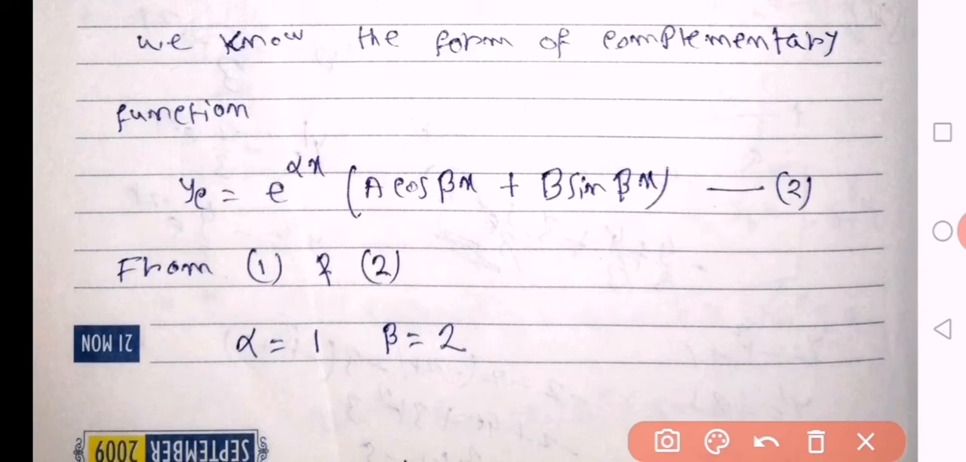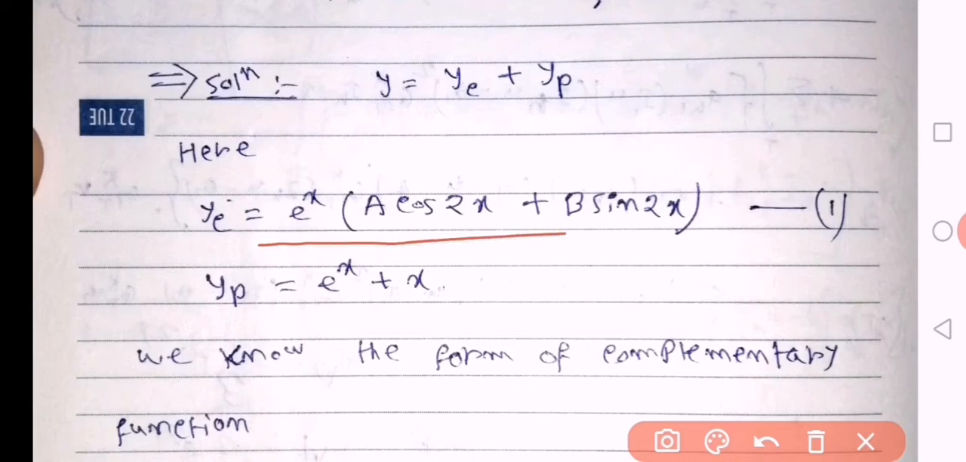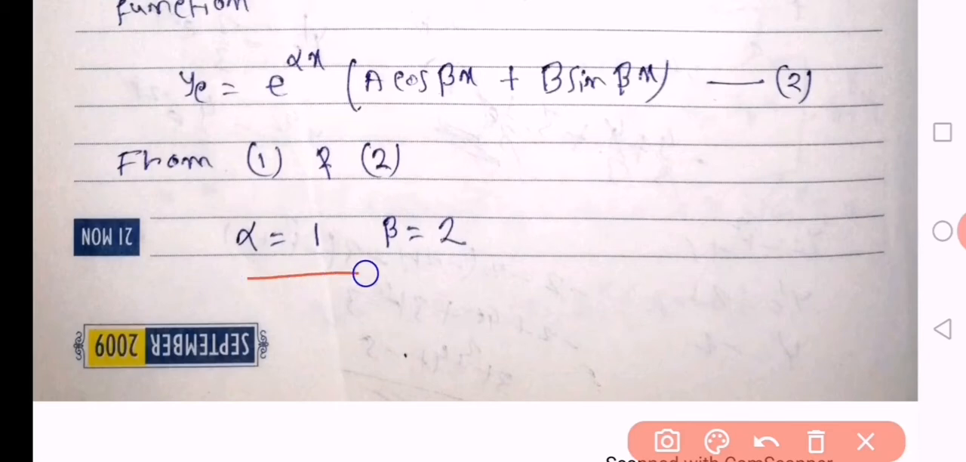We know the complementary solution yc can be written of the form e to the power alpha x (a cos beta x plus b sin beta x). From the given yc, we can write alpha equal to 1 and beta equal to 2.